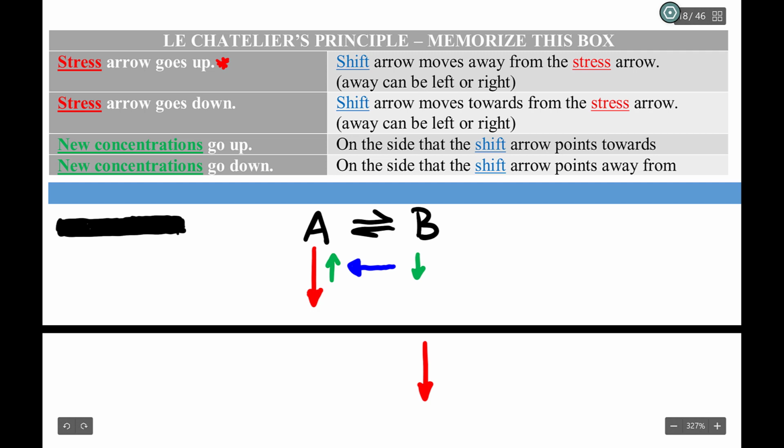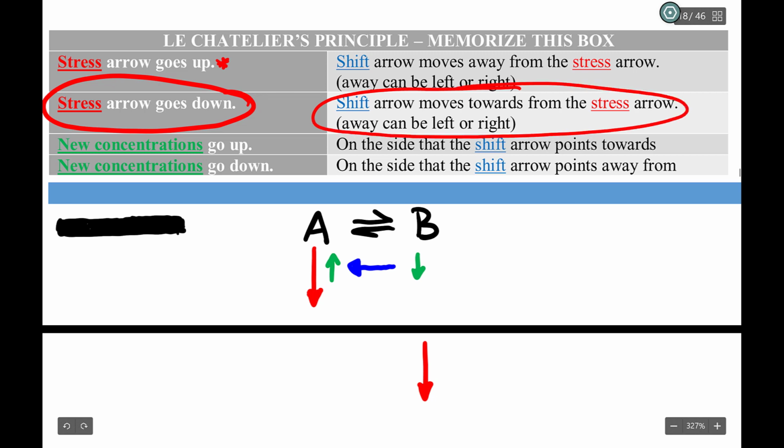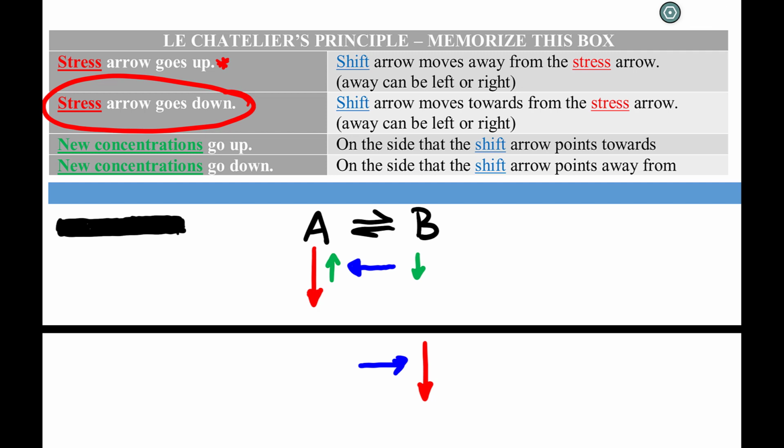Now, because my stress arrow goes down, my shift arrow has to go towards that side. So I'm going to shift towards the product side. Because I am pointing towards the products, I'm going to have an increase in products. So my green arrow points towards the products are going to increase. Whatever side I shift away from, those are going to decrease.